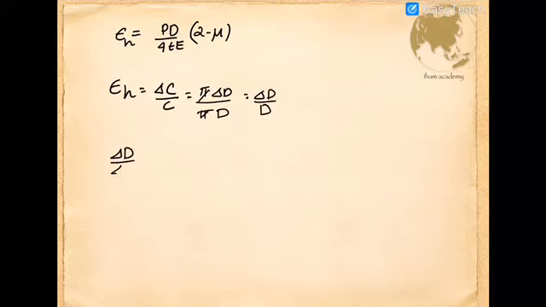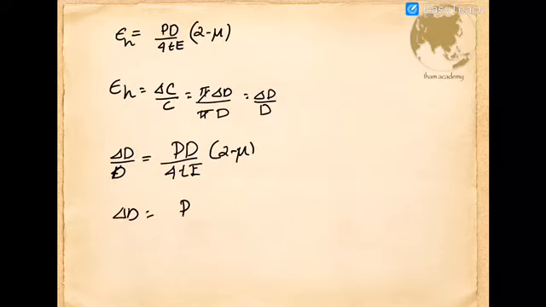Definitely the change in diameter can be found out using this formula by equating this one, PD divided by 4tE into 2 minus mu value. So if we cross multiply, delta d will be equal to PD square divided by 4 times thickness into Young's modulus, 2 minus mu value.